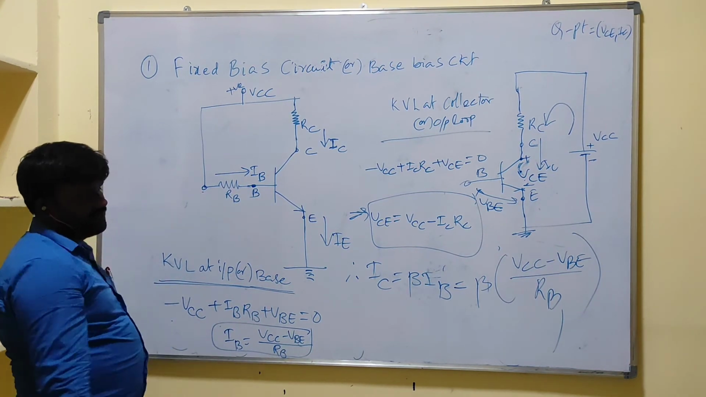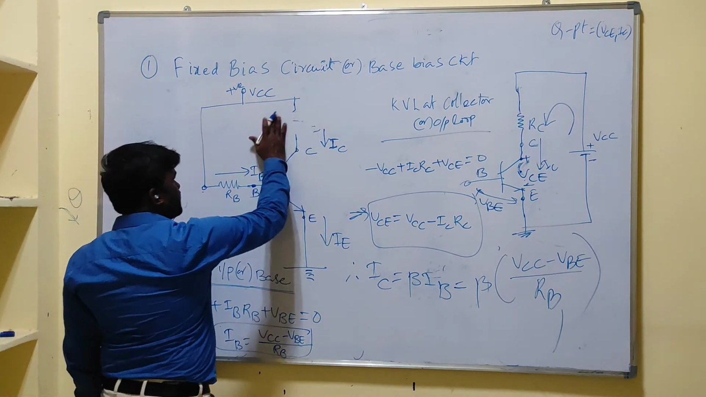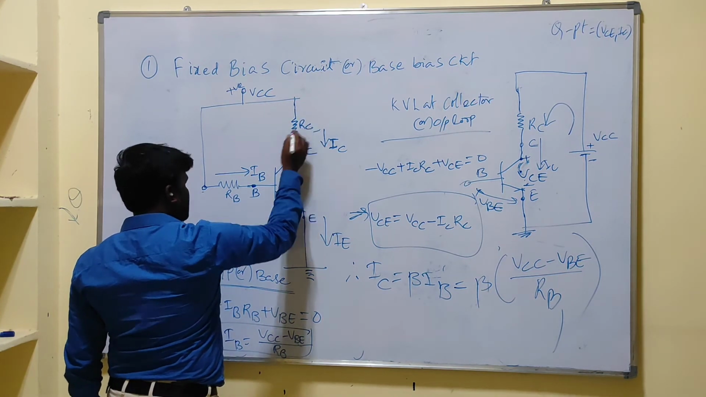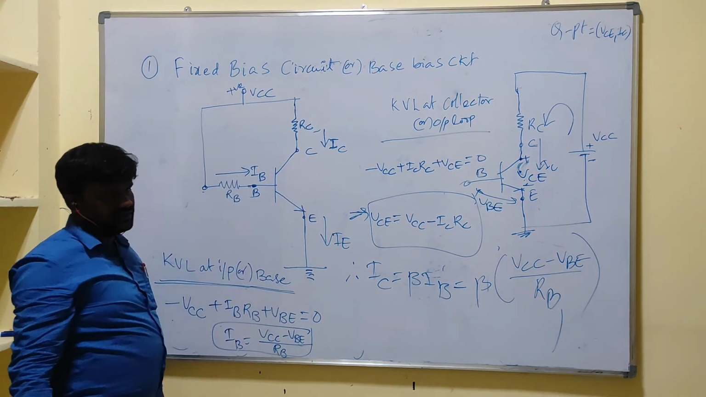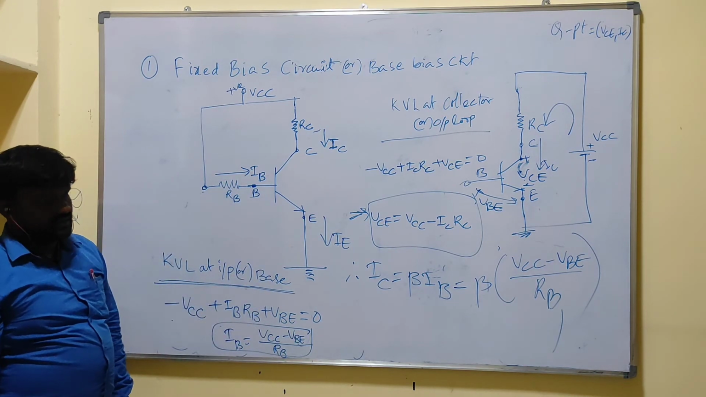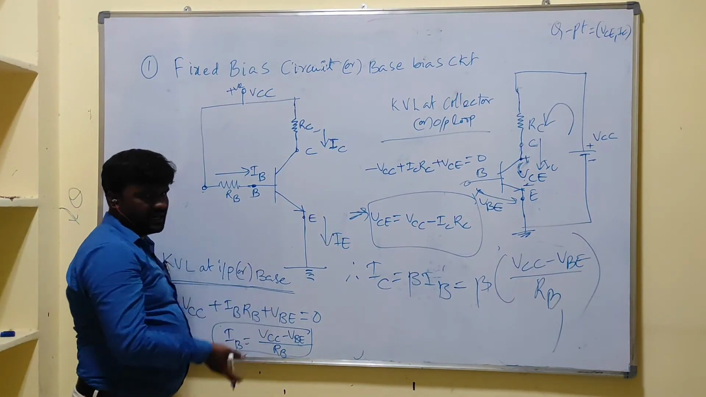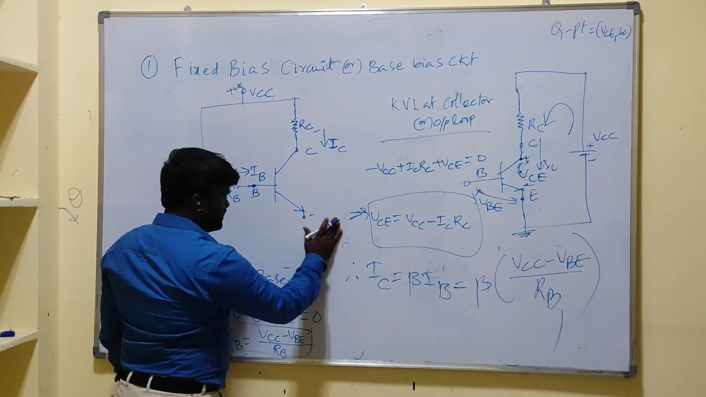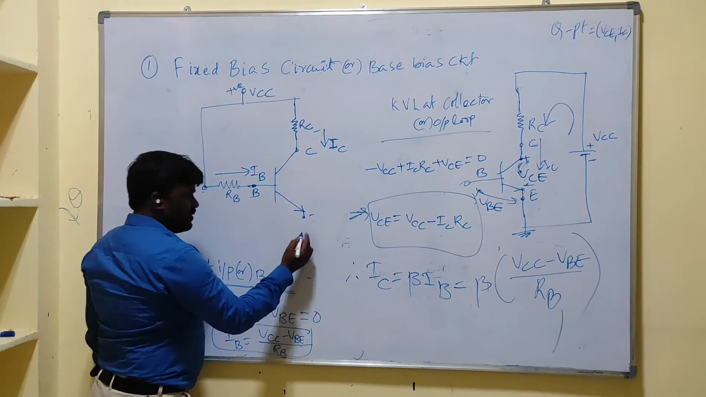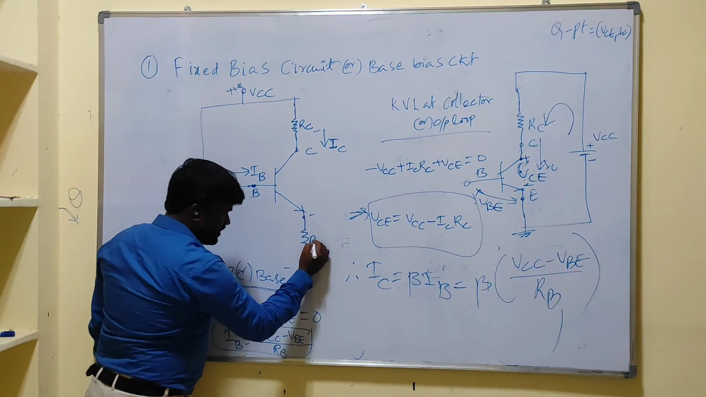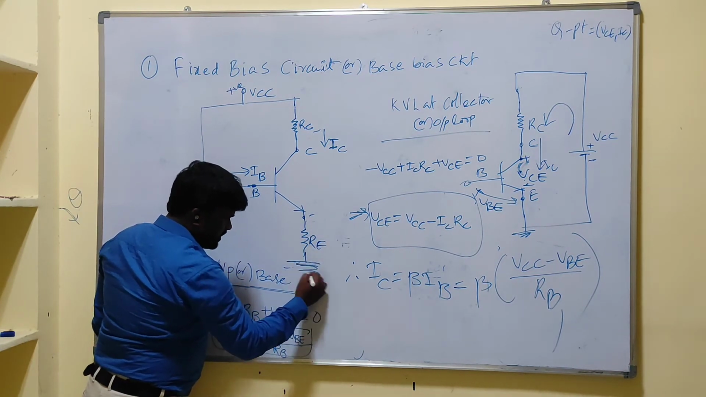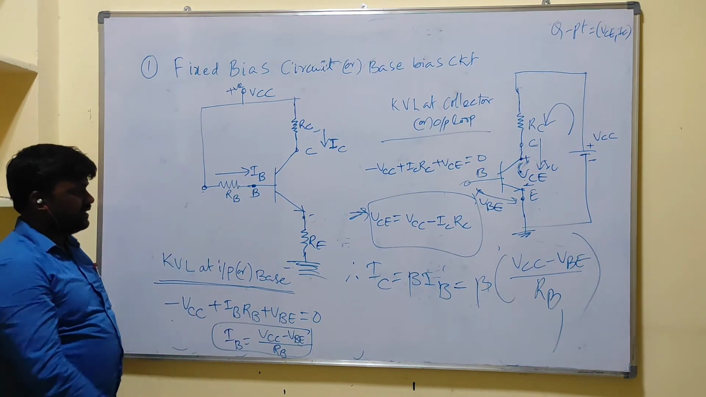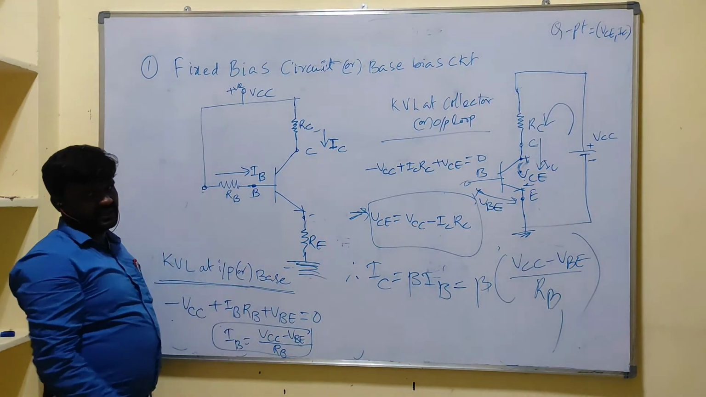What is the advantage of this circuit? This circuit is simple. We have only the resistors RC and RB and one supply connected to our transistor. If you modify this circuit, we will get emitter feedback bias or emitter bias. The modification is only this: RC and RB are the same, and an external resistor RE is connected to the emitter. This type of circuit is known as emitter feedback bias. In the next class, we will analyze this circuit.